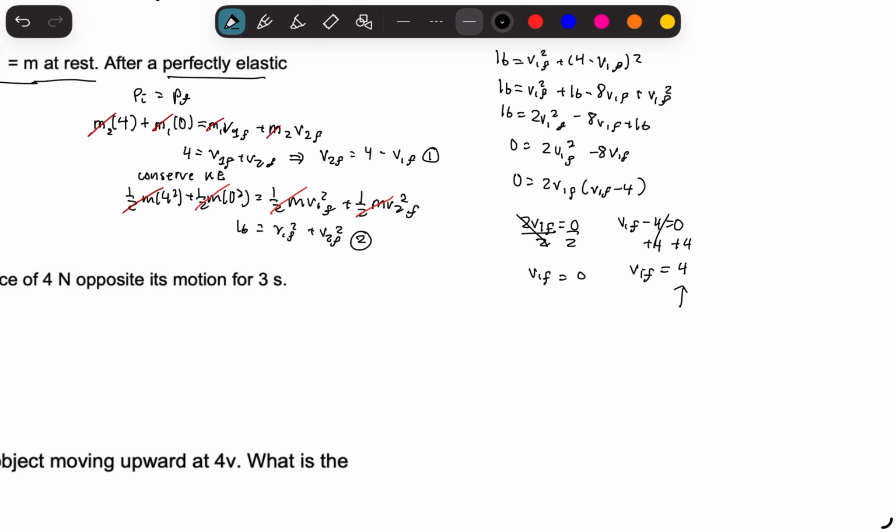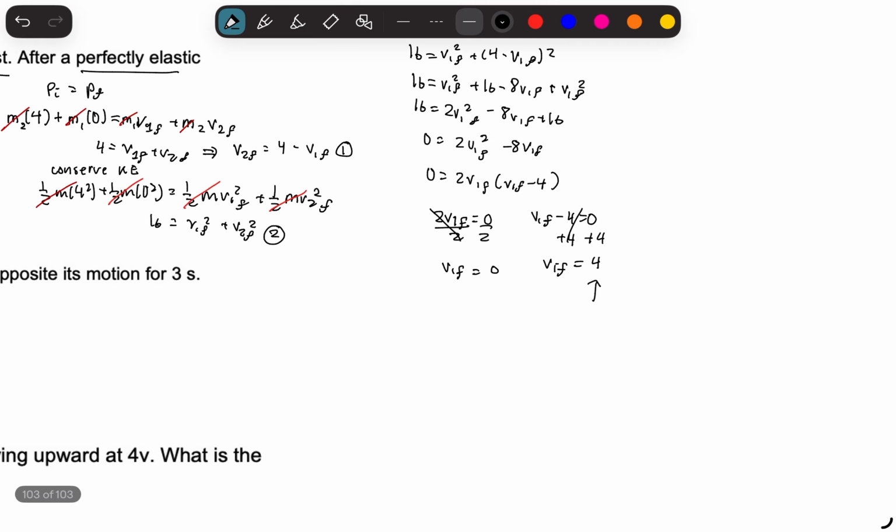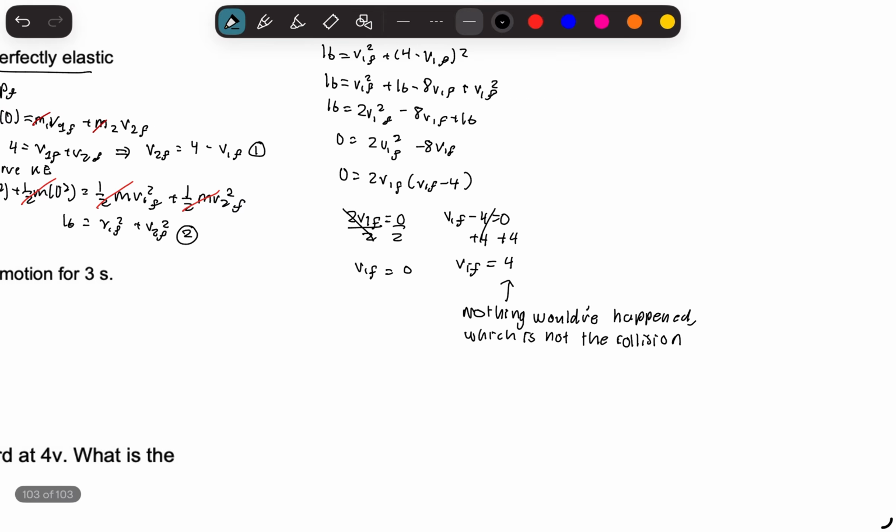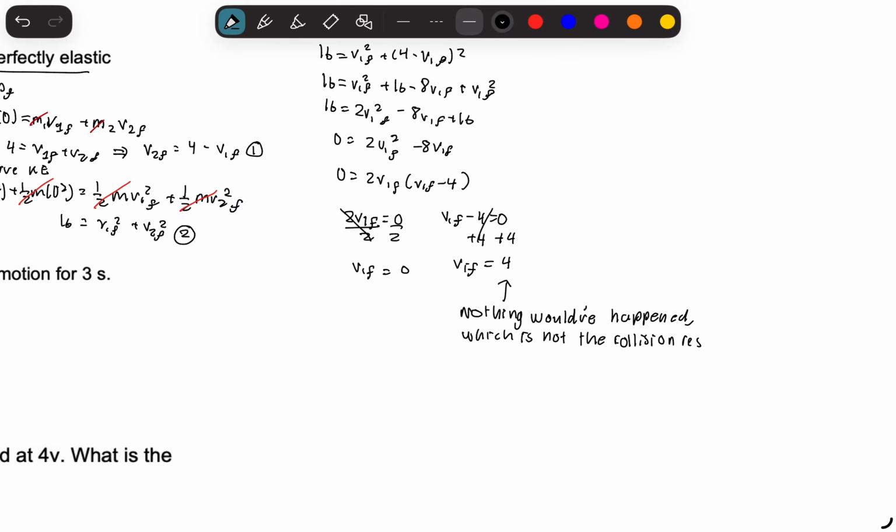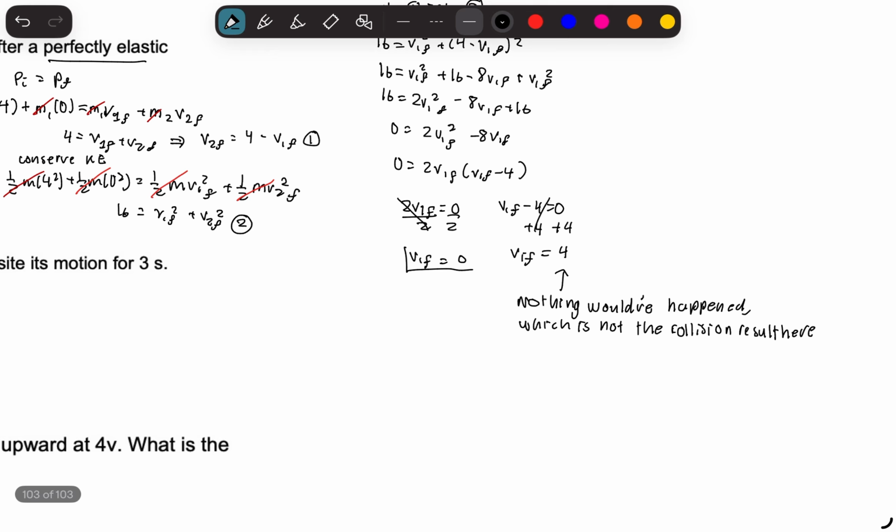Now, if it was 4, that means nothing would have happened, which is not the collision result here. So that means that your physical answer has to be v1f is equal to 0. So your answer is going to be 0.